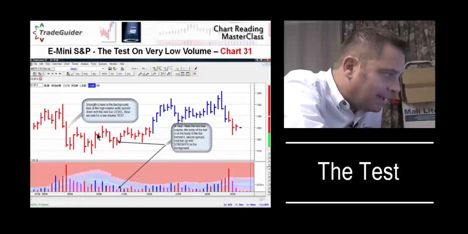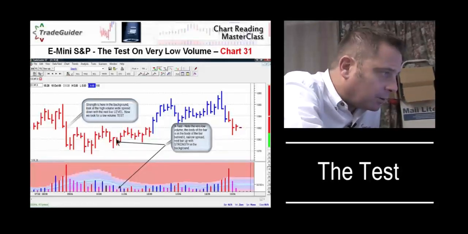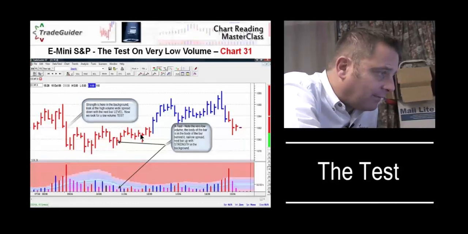Okay, this one here, it wasn't in the body of the bar. This close, this was higher. Look at the difference between that bar and that bar. This one is in the body of the bar behind it. Okay, and that's very, very important.